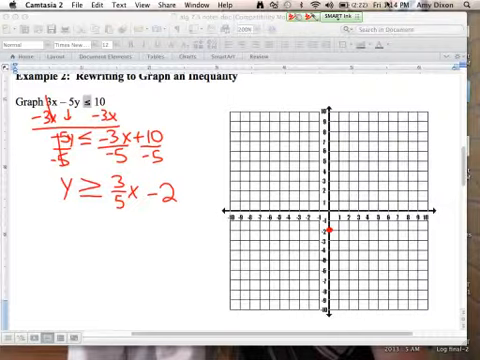Our slope is 3/5. What direction does that tell us to go? Up 3, right 5. Okay. Up 3, right 5. If I want to go the other direction, I'm going to flip my arrows. I'm going to go down and left instead. So now I'm going to go down 3, left 5.